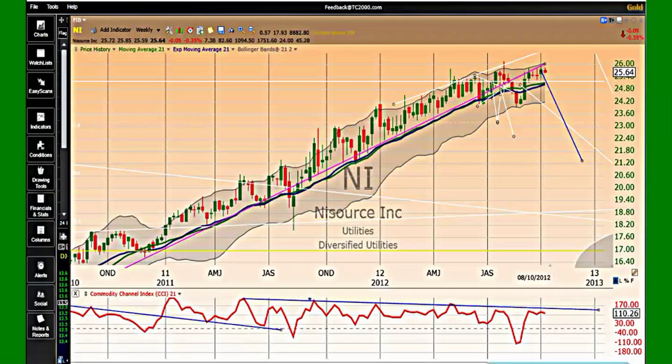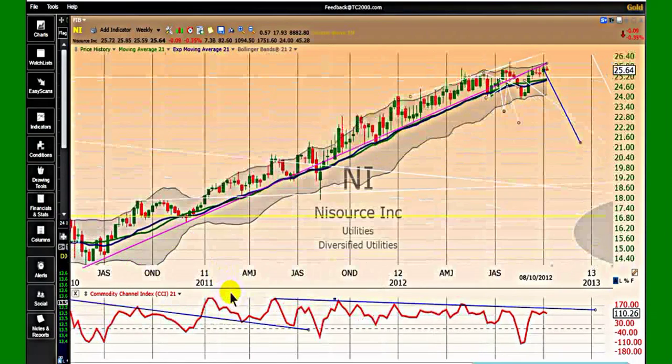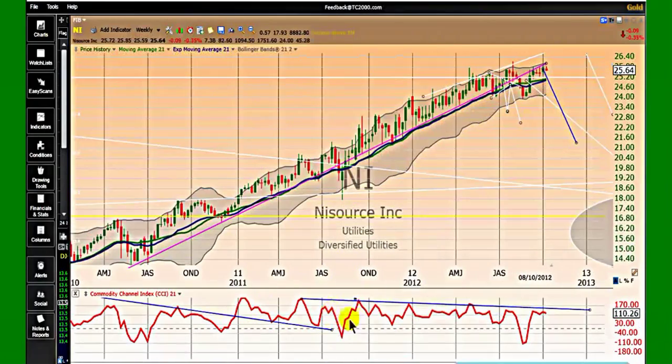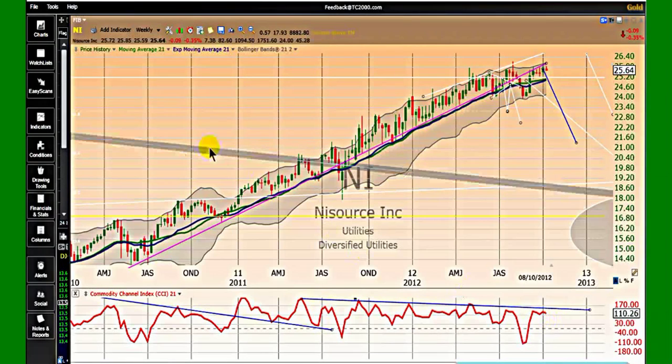Talking about divergence, bullish divergence and bearish divergence, we can see that the CCI 21 on this weekly chart for NI is displaying a lower high, a bearish indication. The CCI is becoming bearish. Doesn't mean that the price is bearish.